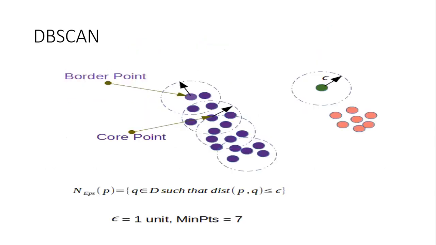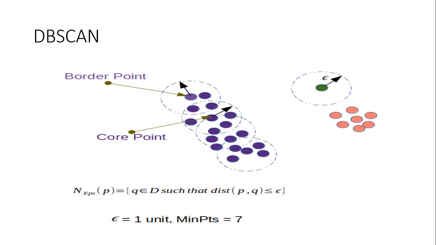So this is an example. You can see this is the core point. I don't know, minimum 7 is the number. 1, 2, 3, 4, 5, 6, 7. So this is the core point because around it there are 7 points. Okay. This in fact is the border point because in its eta neighborhood, I just have 4 points, not 7 points. So less than minimum points. So this becomes the border point.